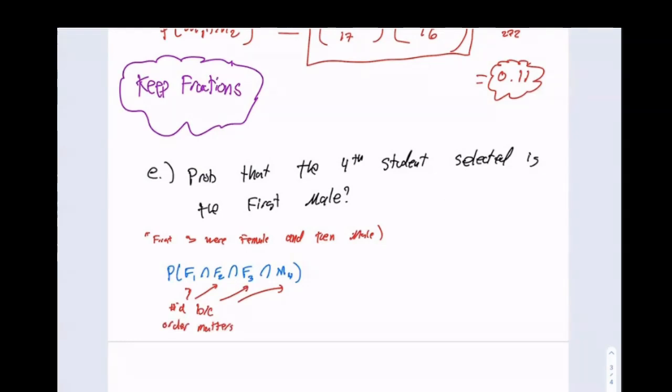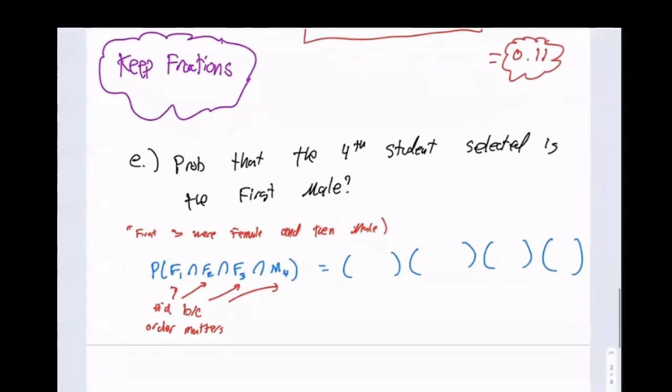Now it's an and, so it's still multiplication. So my answer here is something times something times something times something. All right, the first one is the easiest one. It's a female. The first one is a female.